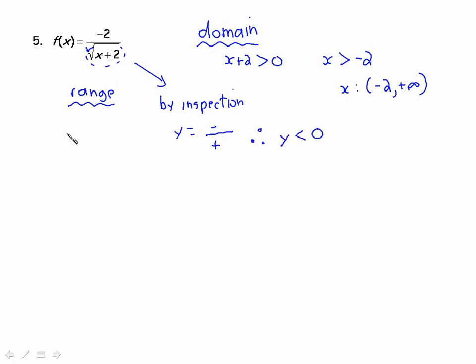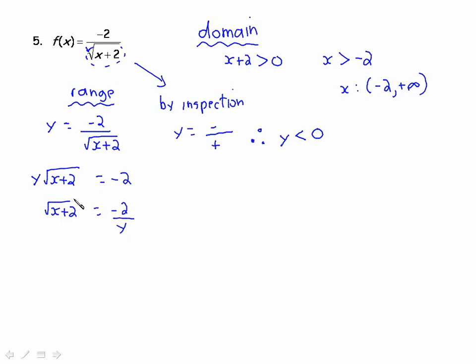Now I'm still going to do the algebra on this by isolating the x and see if that gives us any more insight. But we have to be aware of a built-in restriction on the equation. So I multiply both sides by root of x plus 2. And then I get root of x plus 2. I divide both sides by y. This is good enough, actually.